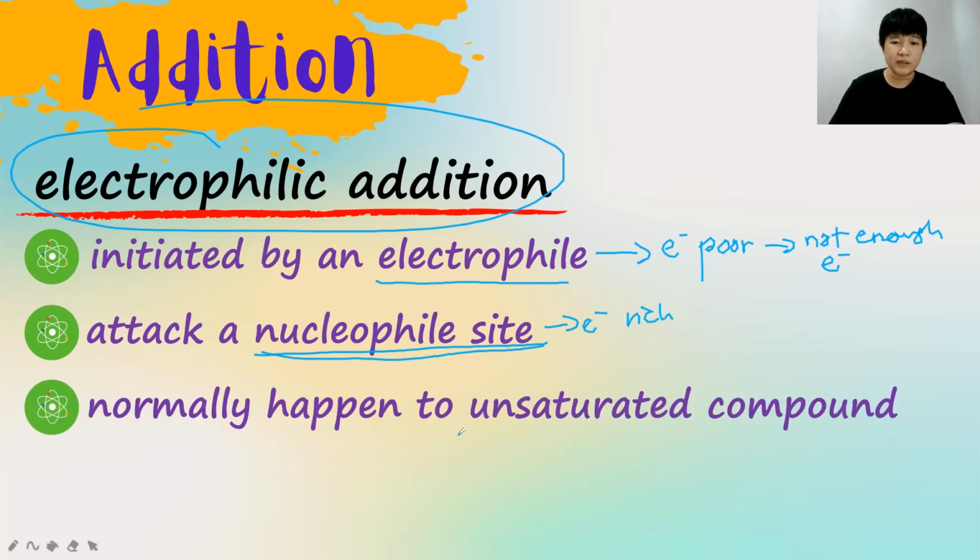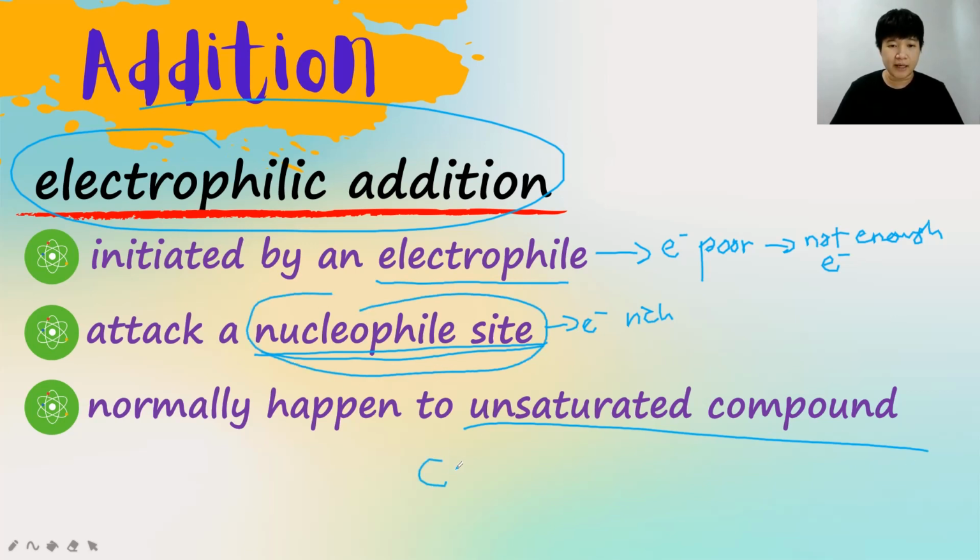And this will normally happen to unsaturated compounds. Why? Because the nucleophilic site is your carbon-carbon double bond and also the carbon-carbon triple bond. Those are the nucleophilic sites. Those are the electron-rich sites, the areas that are very, very rich with electrons. That is your double bond and triple bond.